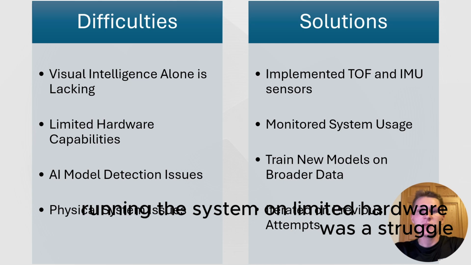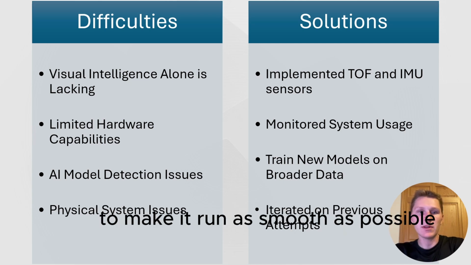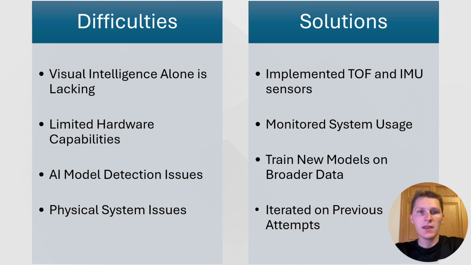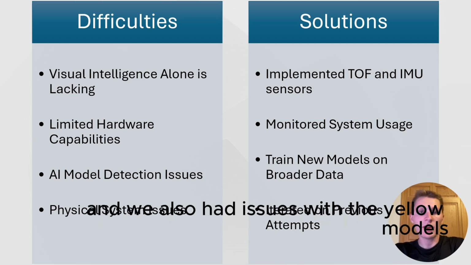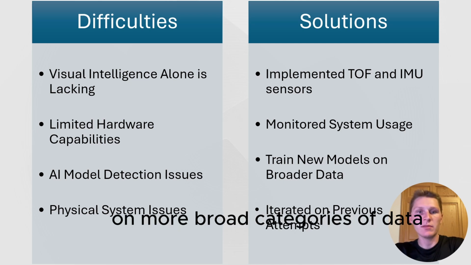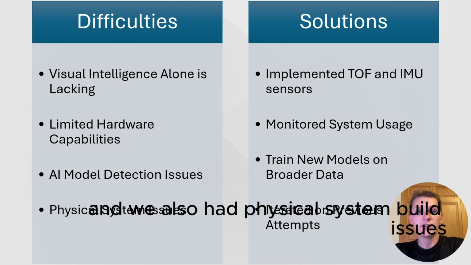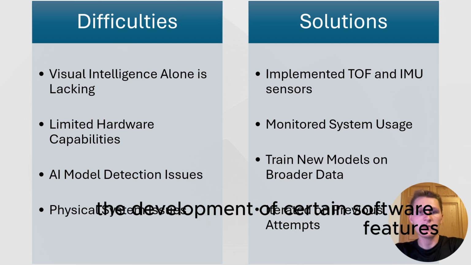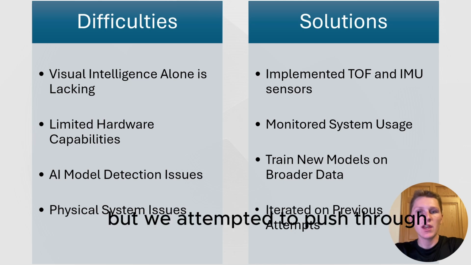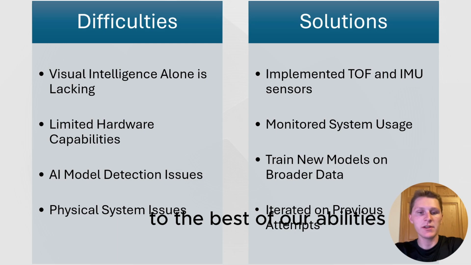Also, running the system on limited hardware was a struggle, but we have monitored the system to make it run as smooth as possible. And we also had issues with the YOLO models detecting certain objects, which we could help mitigate by training the models on more broad categories of data. And we also had physical system build issues, which pushed back the development of certain software features, but we attempted to push through and build out the system to the best of our abilities.